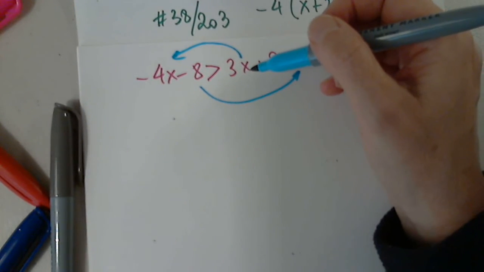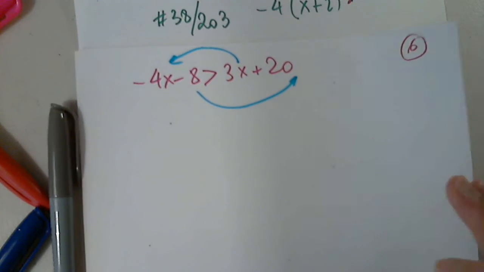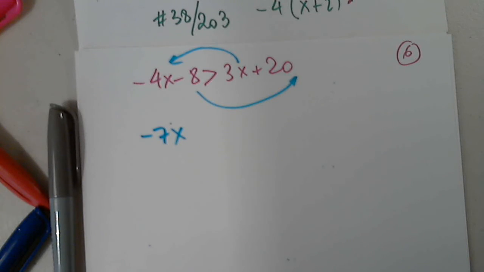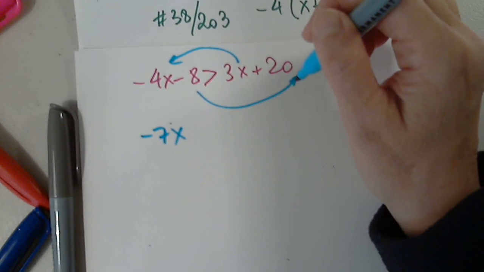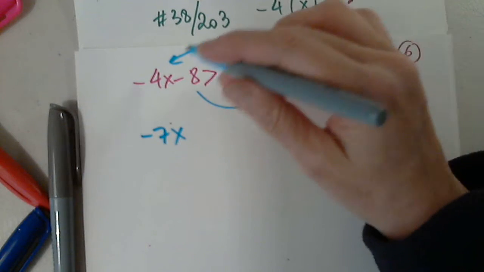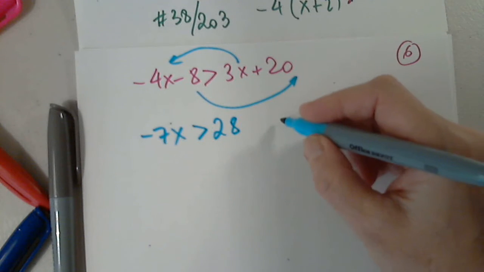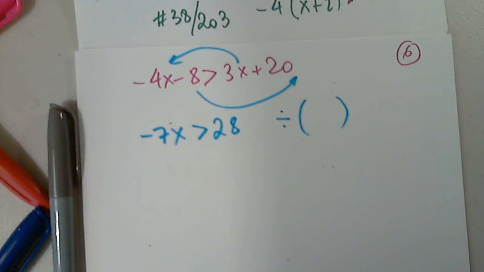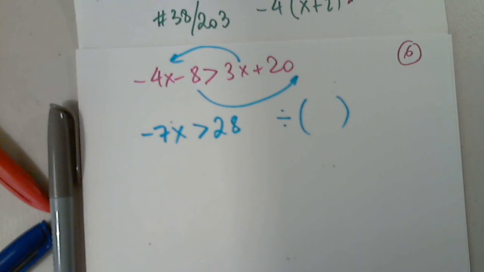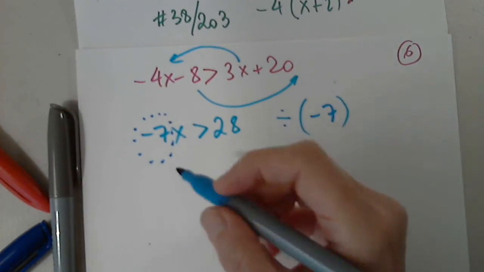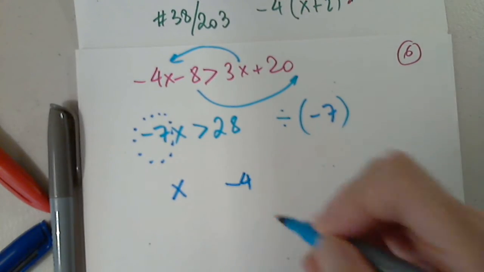So when I move 3x that has a positive sign in front of it to the other side, it becomes negative. So then all of a sudden I have negative 7x. When I move negative 8 to the other side, it becomes positive. So I have 20 plus 8, which is 28. At this point, I know you're going to say that I have to divide both sides by, careful. Very good. So the left hand side is nice and easy. The right hand side is nice and easy.